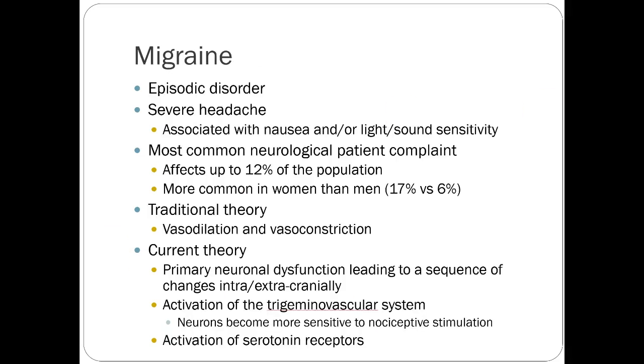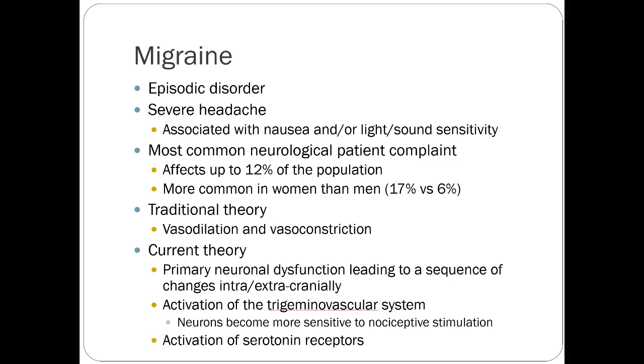And migraine, the definition of it's an episodic disorder. It's a severe headache associated with, usually, doesn't have to be, but it's usually associated with nausea, and you can have light or sound sensitivity as well. The most common neurologic patient complaint out there is a migraine. So again, if you work in neurology, you're going to see migraines as a really common kind of outpatient, regular patient type complaint. Affects up to 12% of the population. It's more common in women than men. 17% of women have migraines, 6% of men.